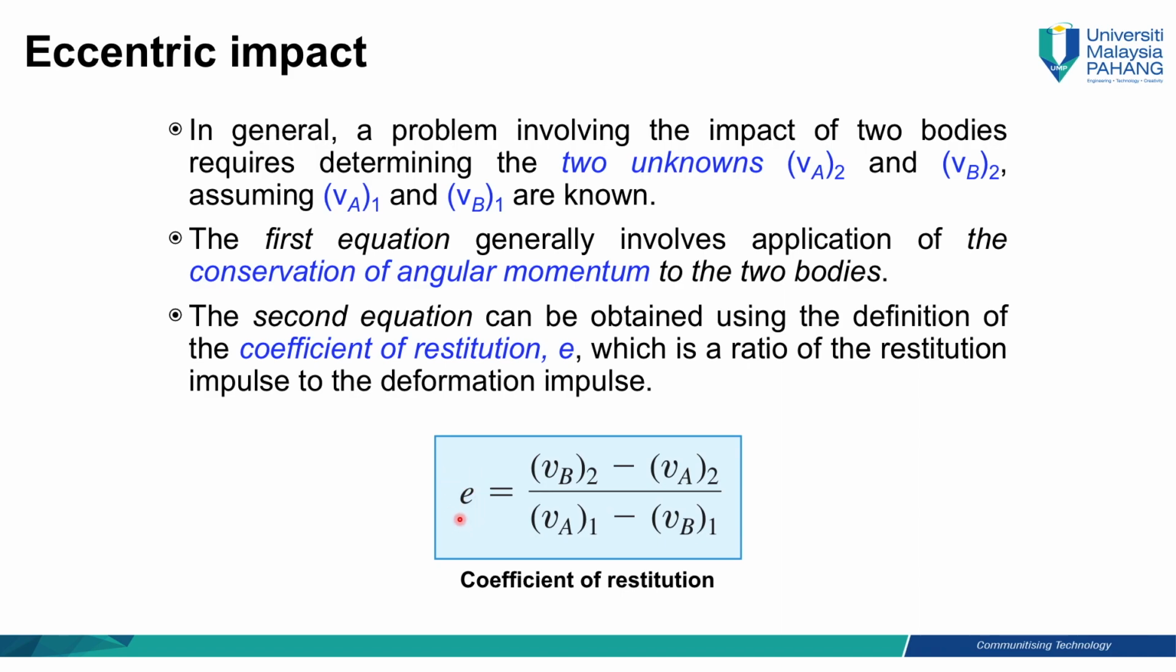The coefficient of restitution states that the final velocity of object B minus the final velocity of object A is divided by the initial velocity of object A minus the initial velocity of object B. So this is the coefficient of restitution, and this equation might be needed in order to solve problems involving impact in this chapter of impulse and momentum.